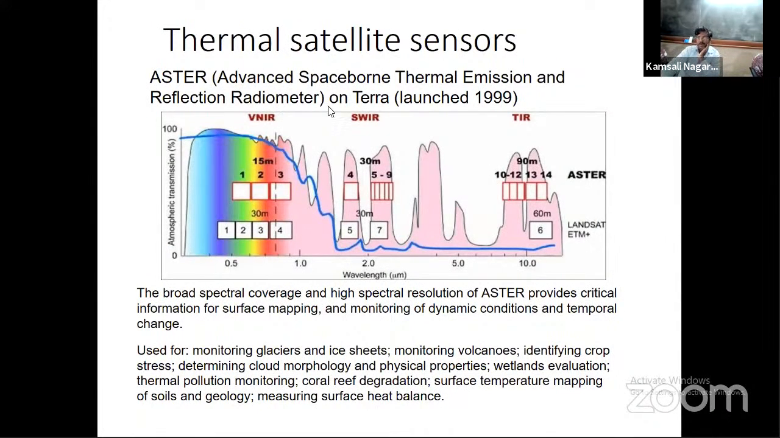This is one broad view I put. See that this is in the visible region. This is the shortwave infrared region, and this is the thermal infrared region. There is broad spectral coverage here and high spectral resolution in ASTER, the Advanced Spaceborne Thermal Emission and Reflection Radiometer, on Terra. Terra means Earth.